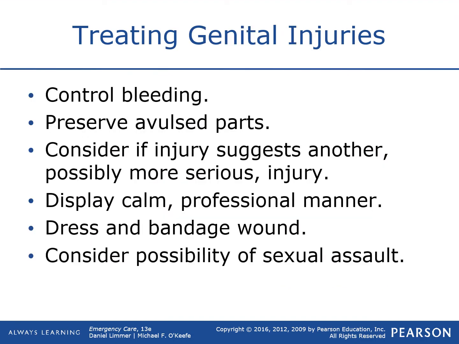So if you have a genital injury, first we want to control the bleeding. There can be quite a bit of bleeding with a genital injury. They're usually highly vascular body parts. You then want to preserve any part that came off. So if anything got avulsed, you want to try to preserve it using the methods that we've talked about. And consider if that injury suggests another more serious injury happened.